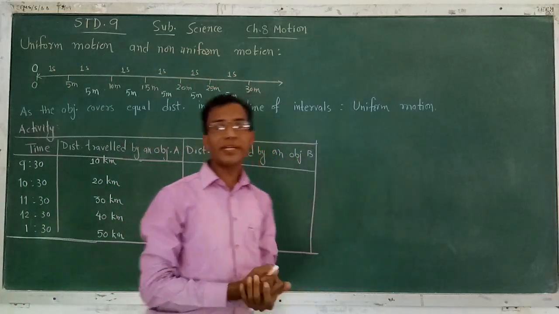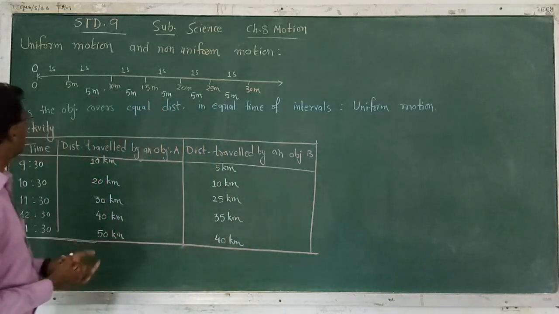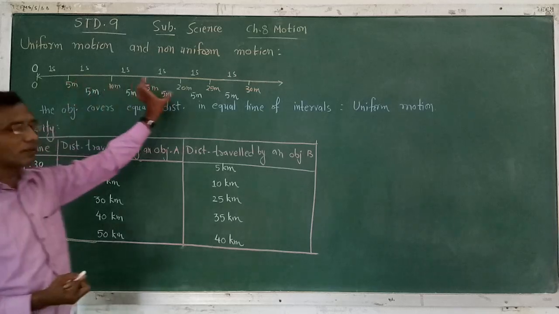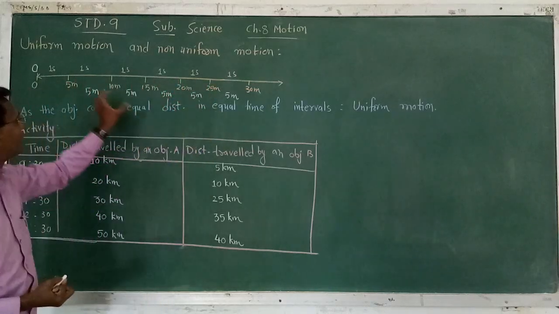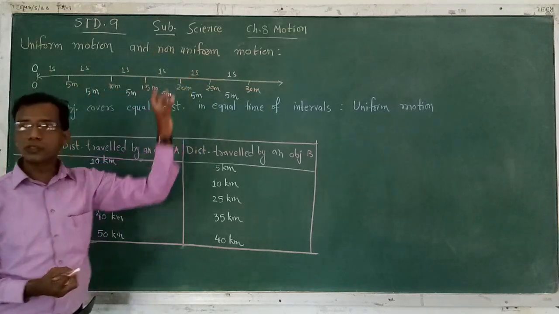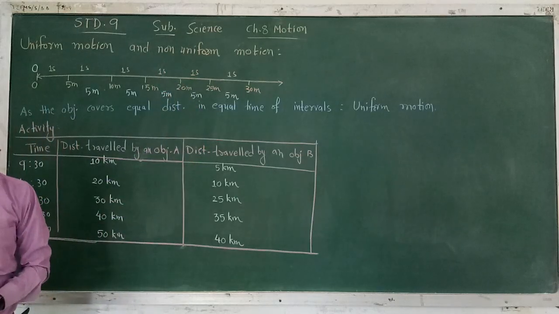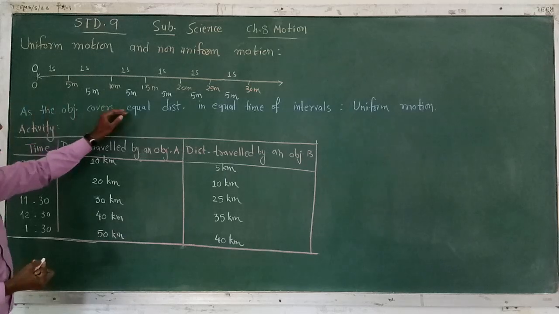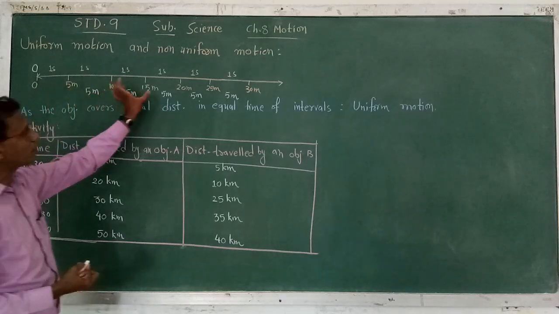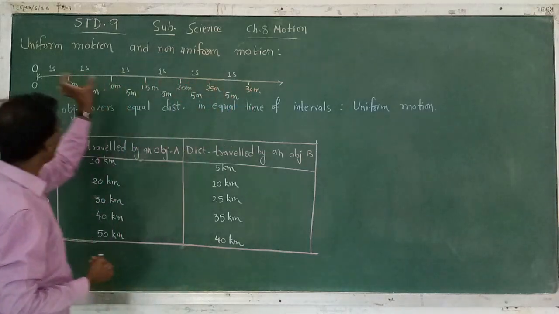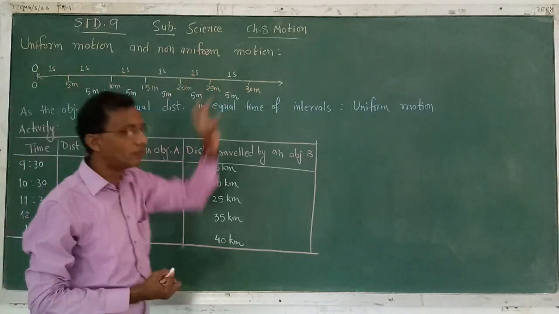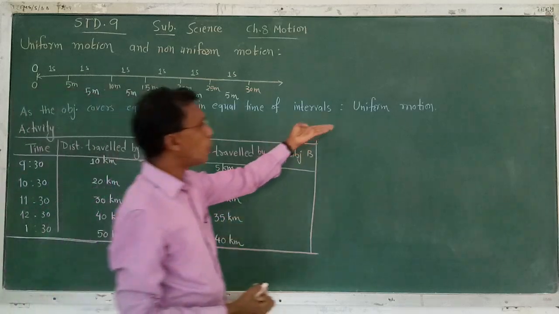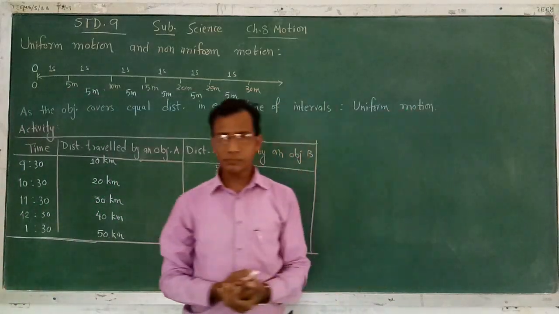So from this data we can see that an object travels equal distance, 5 meter, 5 meter, 5 meter, in equal time intervals of 1 second. Such type of motion is known as uniform motion. So as the object covers equal distance in equal time intervals, such type of motion is known as uniform motion.